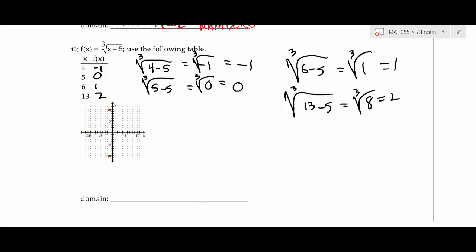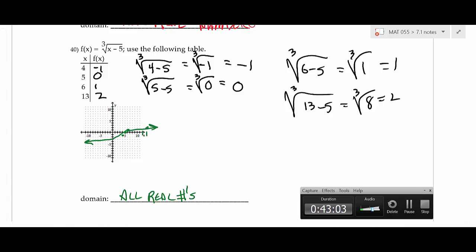Okay. Now, if we go through and plot this, we'd have 4, -1, 5, 0, 6, 1, 13's way out here, 11, 12, 13, up to 2. It still does kind of the same shape, roughly like that. Okay, that's the idea. Now, all we're trying to do in this level of a class is get you comfortable with beginning to do graphs, but graphs of functions is a very big deal in college algebra. And then the domain on this is just all real numbers. It always is on a cube root. Okay? Like that. Okay, so that's that.